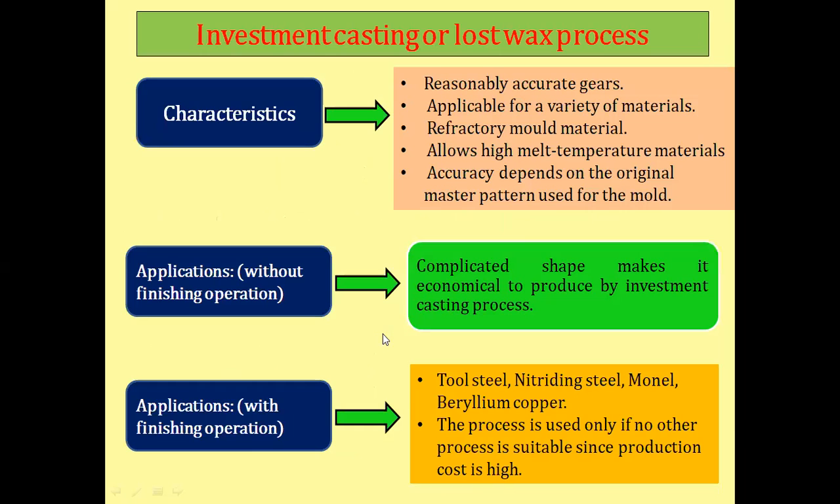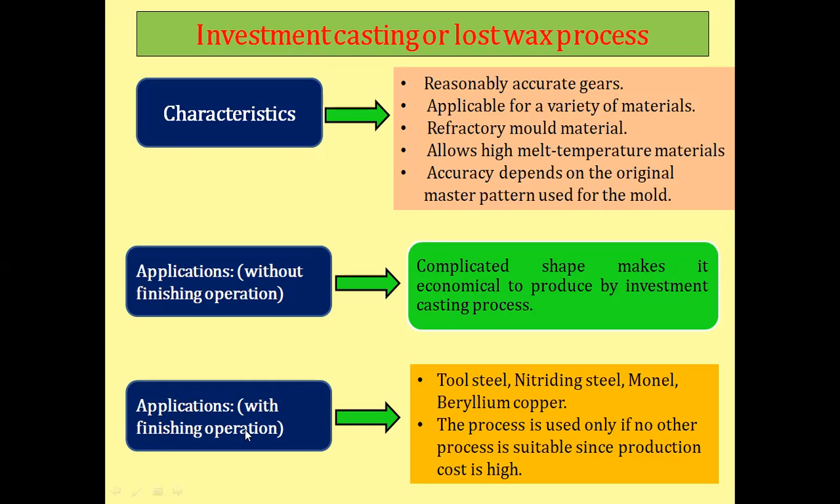Now, the characteristics of this lost wax process: it gives reasonably accurate gears and is applicable to a variety of materials. The refractory mold material allows high melt temperature materials, and accuracy depends on the original master pattern used for the mold. Gears with complicated shapes are economical to produce by the investment casting process. The wax is repeatedly used for making different molds.